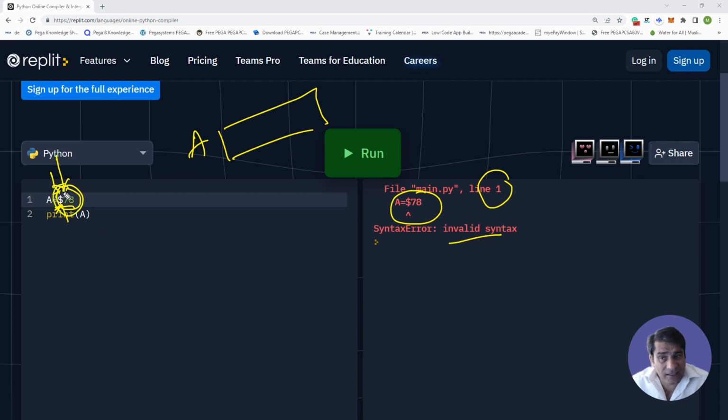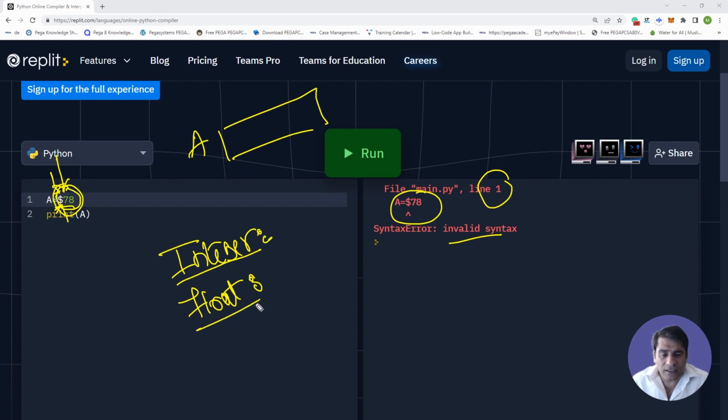It is not taking it as data. So you have to strictly follow the integer data rules. Whenever you're giving the integer data, it means only digits and plus minus sign. And whenever you are giving the float data, only digits, plus minus sign and decimal point.